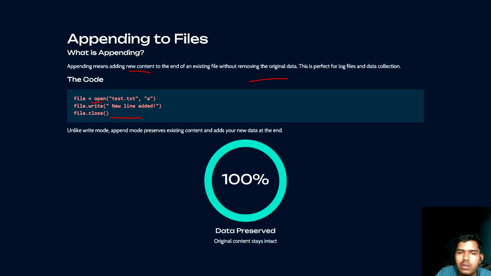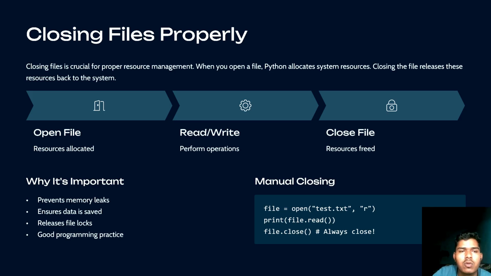Closing files properly. Closing files is crucial for proper resource management. When you open a file, Python allocates system resources. Closing the file releases these resources back to the system. First, open file: resources allocated. Second, read and write: perform operations. Third, close file: resources freed.